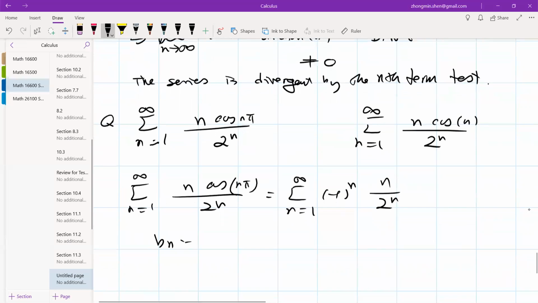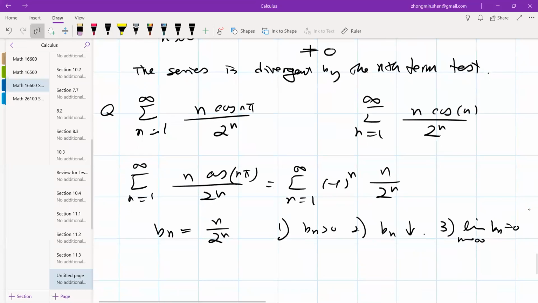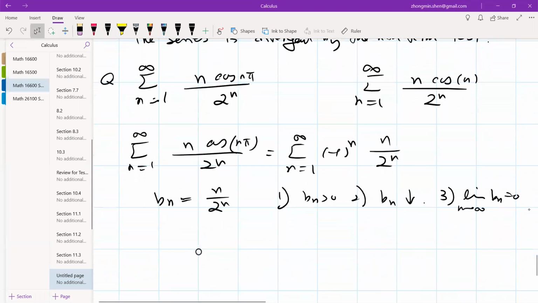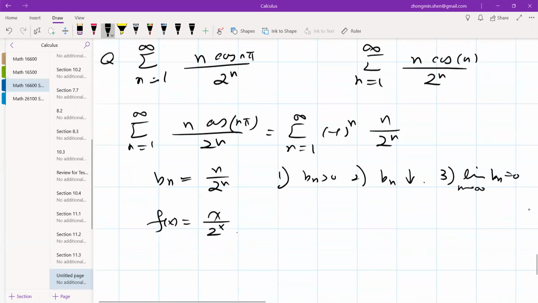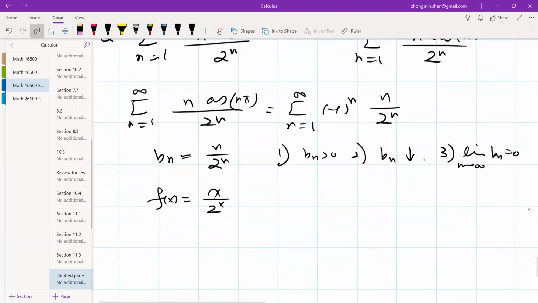So Bn equals n over 2 to the n. I have to make sure: 1, it's always positive; 2, it is decreasing; 3, the limit is going to be 0. Now decreasing is almost obvious because the denominator is the exponential function and the numerator is a polynomial. But it's better to give a simple proof. You just look at the function f of x equals x over 2 to the x. Then you differentiate. If this function is decreasing, then the sequence is decreasing.